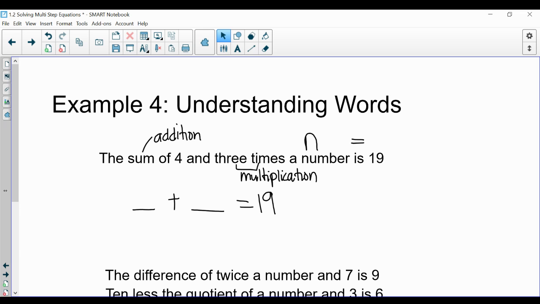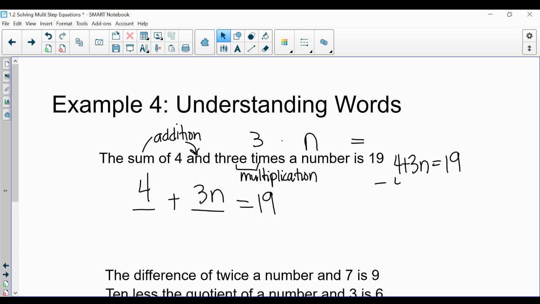So the sum of 4 and, okay, there's that addition sign. That's where that addition sign goes, at and. So 4 and 3 times, so I said 3 times n. So there you go. There is our problem right there. So now we're just going to solve it. So 4 plus 3n is equal to 19.